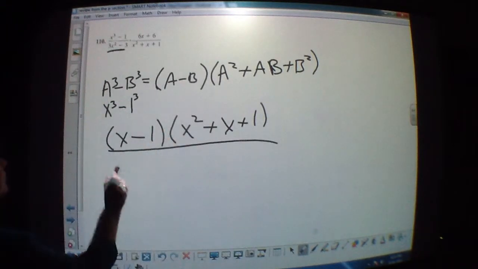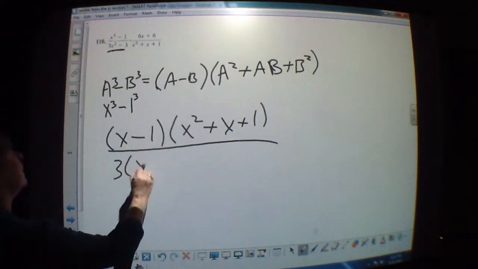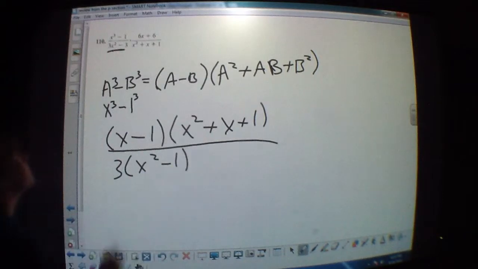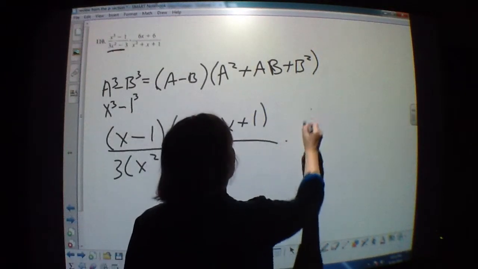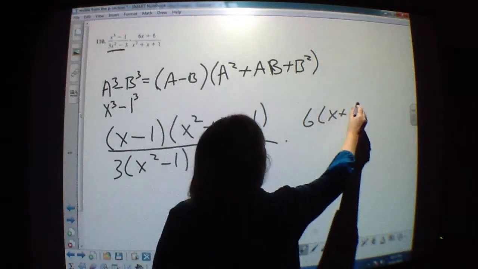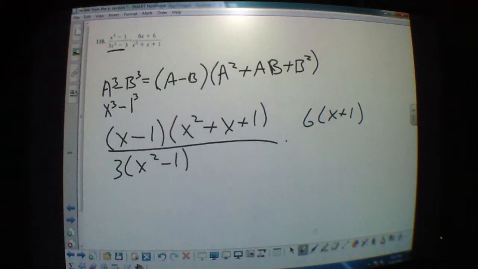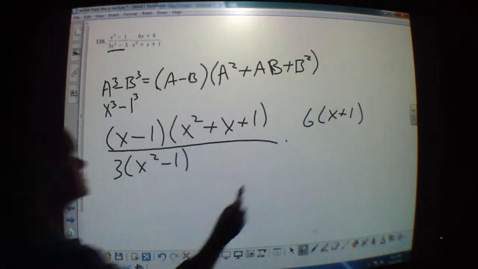Denominator, I'm going to factor 3 out. 3 times x squared minus 1 times 6x plus 6. I'm going to factor a 6 out. Denominator, x squared plus x plus 1.